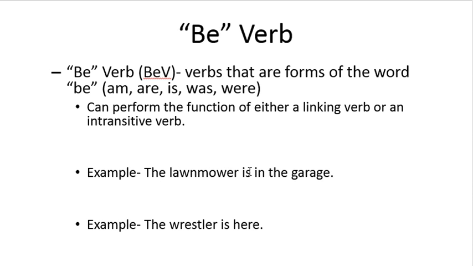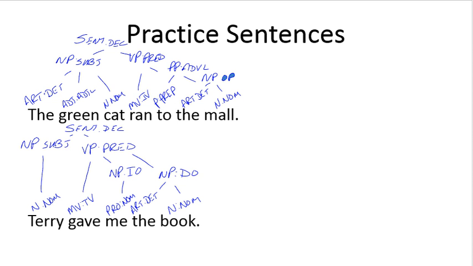The lawnmower is in the garage. Is a be verb. The wrestler is here. Is a be verb. Okay? So, looking at these, looking at what we've got, here are some sample sentences.